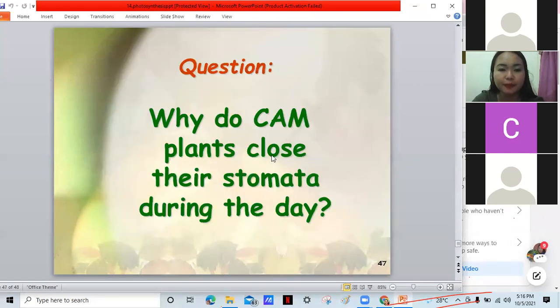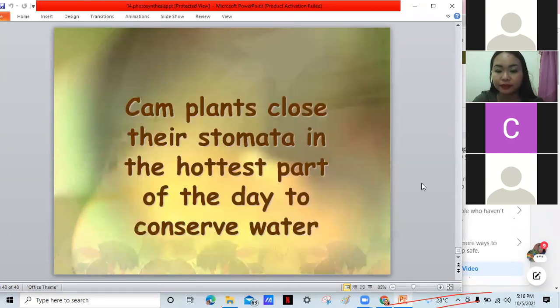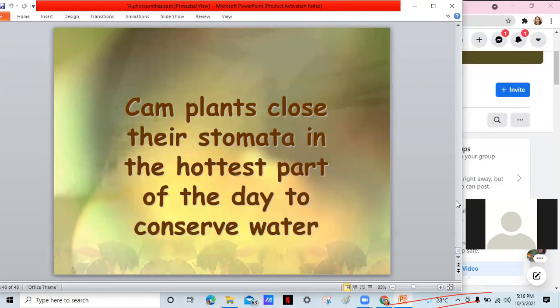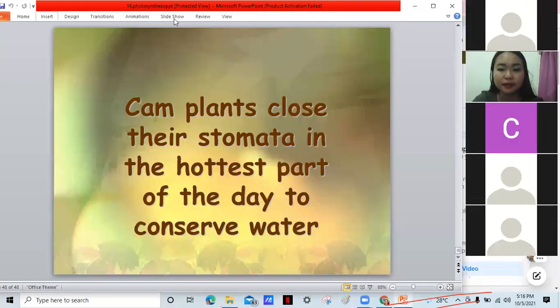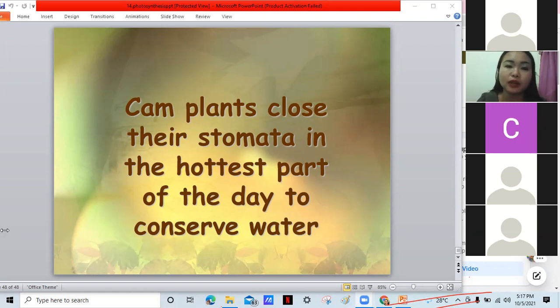So finally, why do CAM plants close their stomata during the day? And I just have mentioned to you, what's the answer? Anyone? So yes, Charles. Para di kagawas ang water. Yes. So that the water loss is minimized, or so that water will not evaporate from the plant system. So CAM plants close their stomata in the hottest part of the day, para makakonserve ng water.